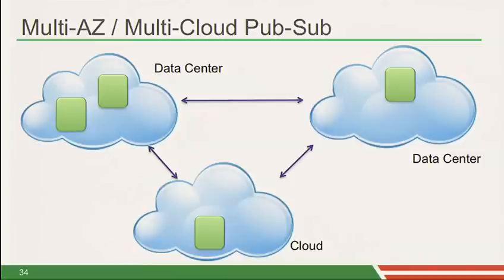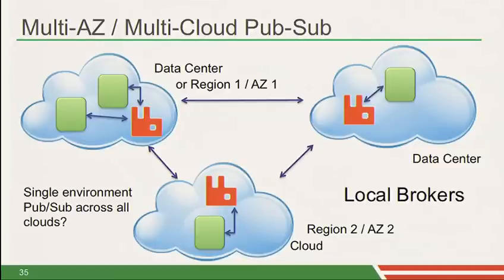Or perhaps you've got more than one data center in your organization, and you want to create a shared global publish and subscribe environment across those data centers and perhaps also to a cloud. Or maybe this is some Amazon region or availability zone and a different Amazon region or availability zone. Whatever, you've got processing happening in various locations, you want to be able to publish anywhere and subscribe anywhere. How do you do it?